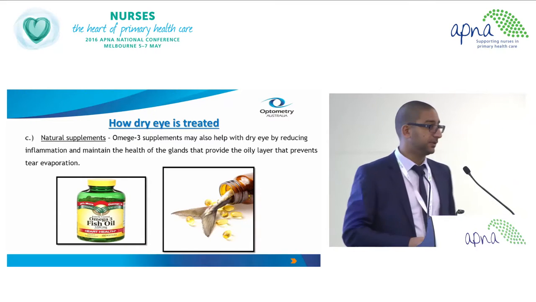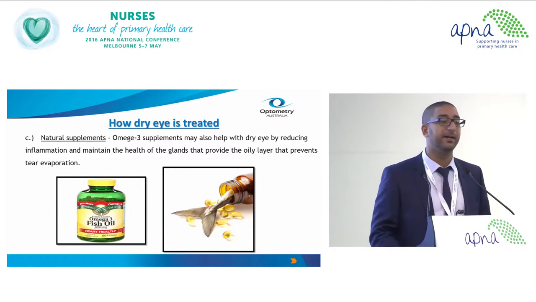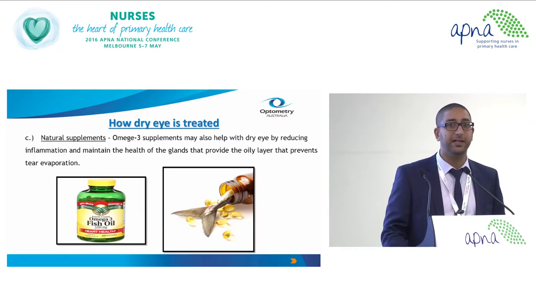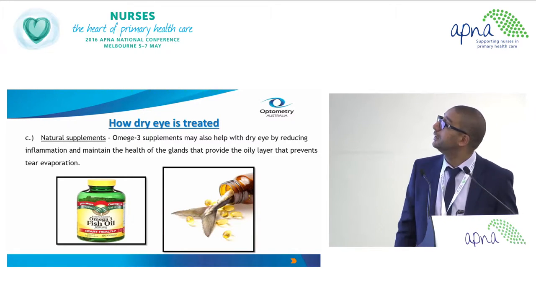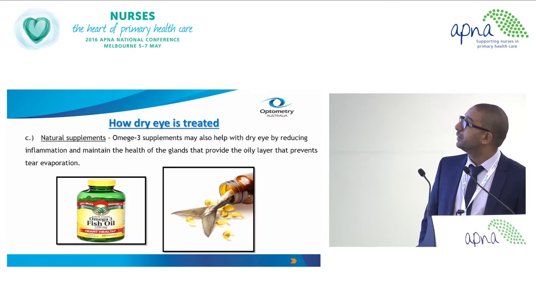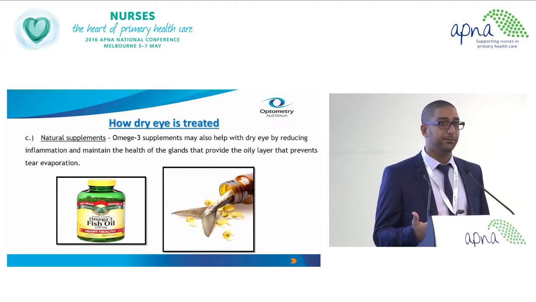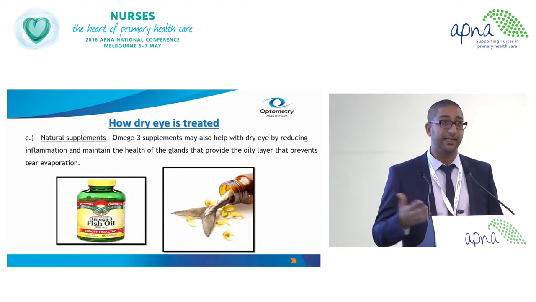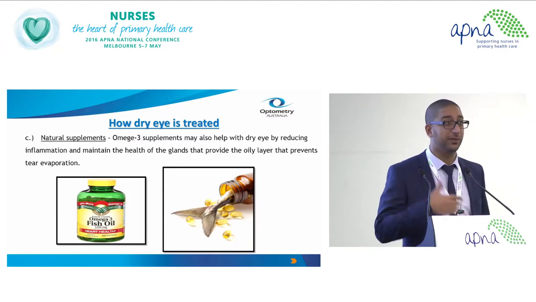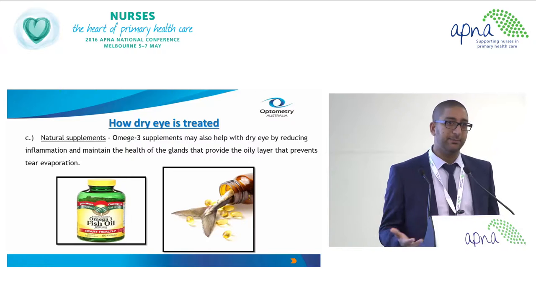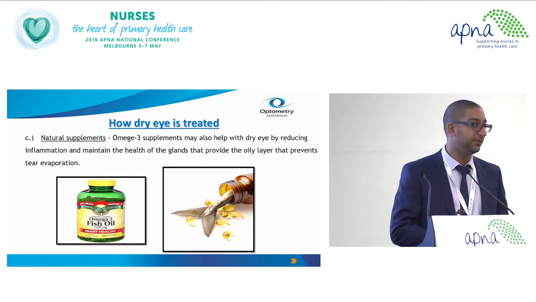And natural supplements. Okay, there's a lot of studies that go on about natural supplements and the benefits of omega-3 tablets and other fish oils, and what they do is provide nutrients to the oily layer, that mucin layer that I showed you at the very front of the eye. And if we can keep that intact, then we don't get evaporation of tears as quickly.